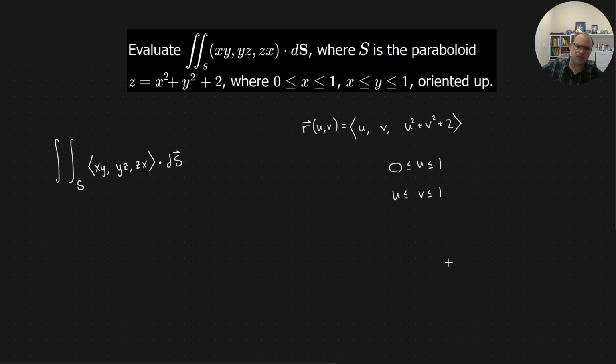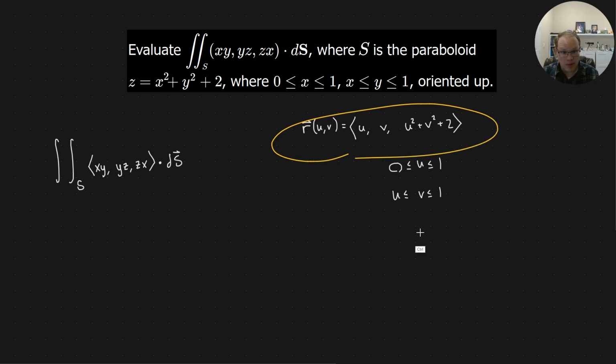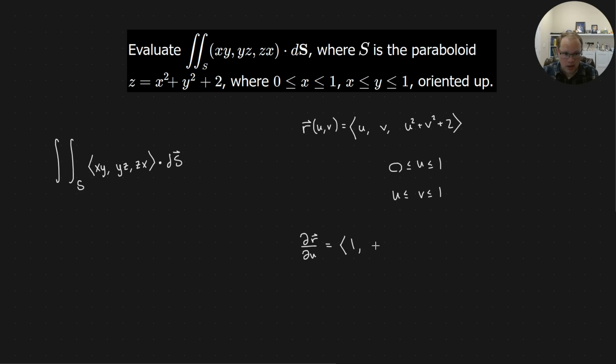All right. So I'm going to need the cross product of my partial derivatives. So let's take our partial derivatives. Partial r partial u is 1, 0, 2u. Partial r partial v is 0, 1, 2v.